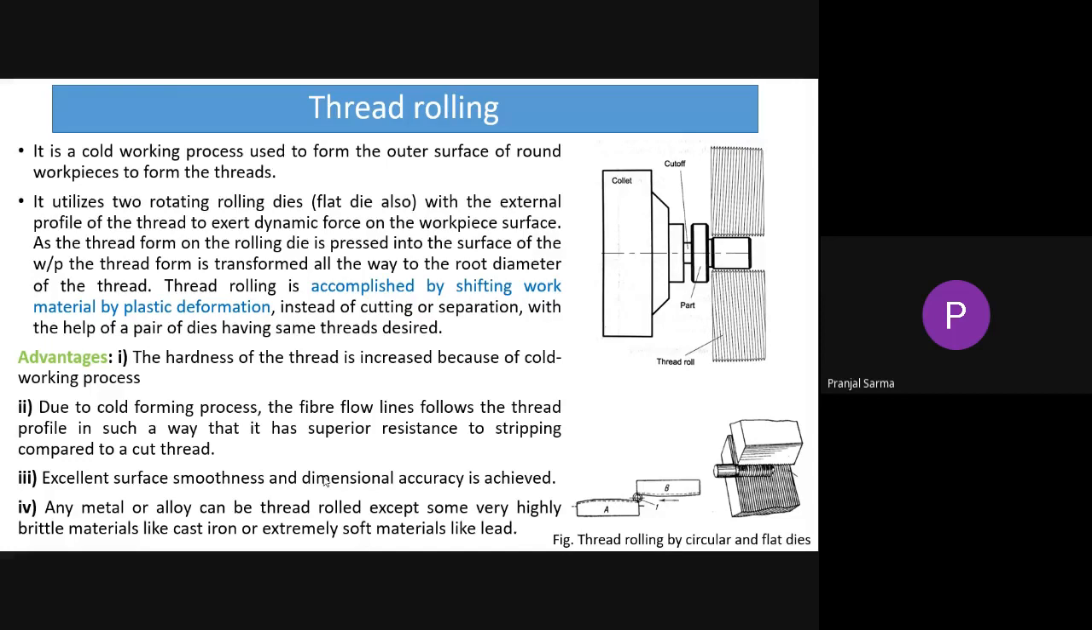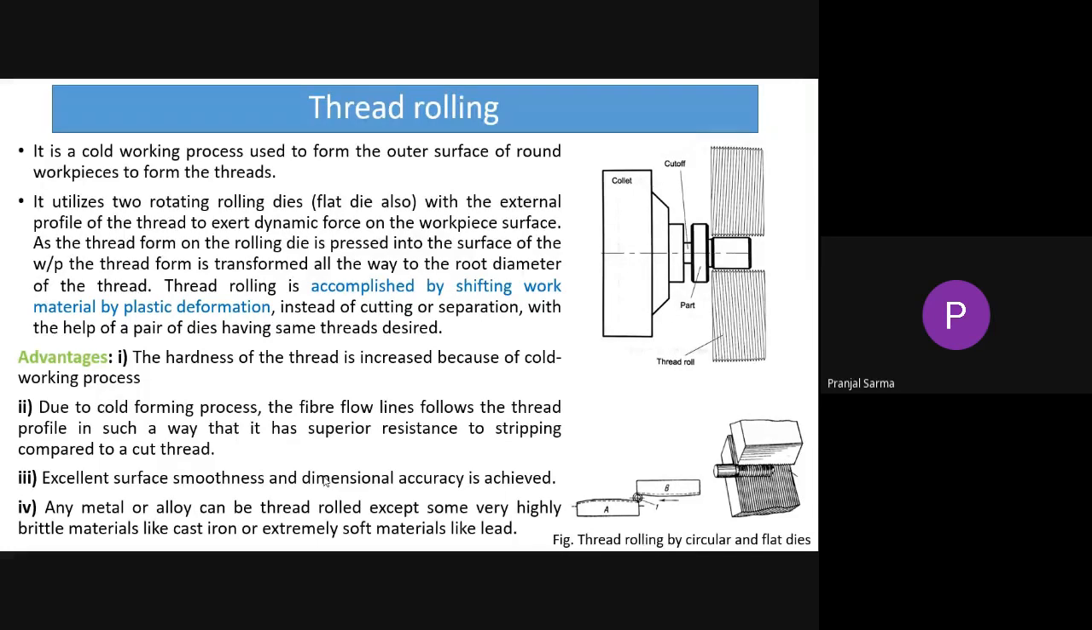So that is how we are going to go for this particular process. This thread rolling process is generally a cold working process, and it is done so as to form the outer surface of a round workpiece. As the name itself makes evident, what we get is the form of the threads which is required, and that thread profile has already been given on the rollers that we are going to use for the compression purpose.